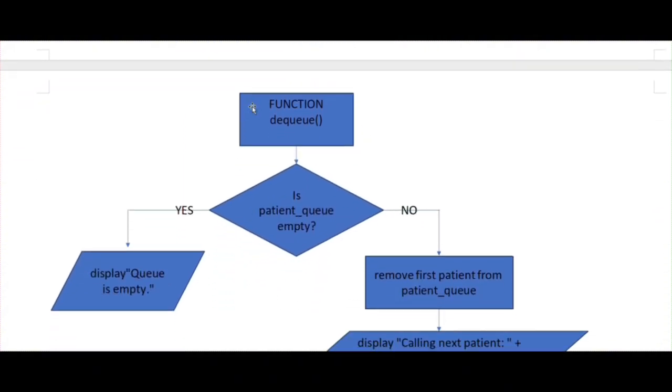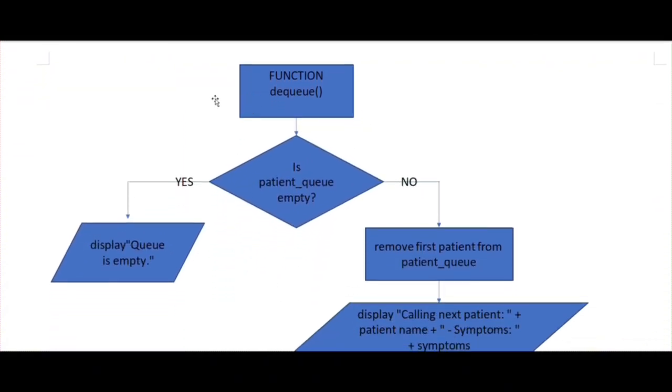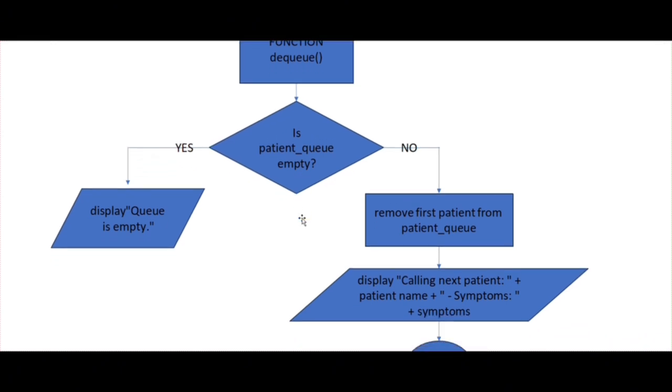Second function is function dequeue. This function has two options, which is yes or no. If the patient queue is empty, it will display queue is empty. If not, it will remove the first patient from patient queue and display calling next patient.